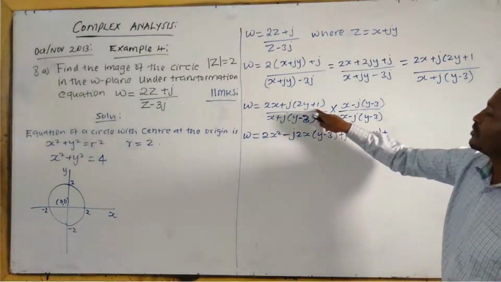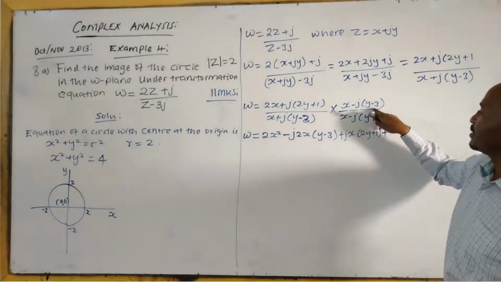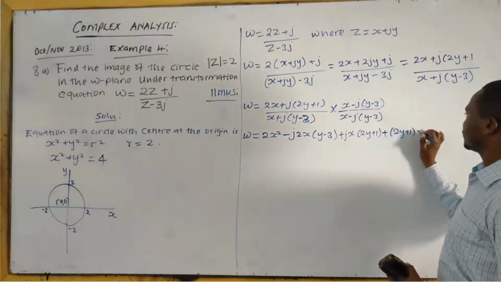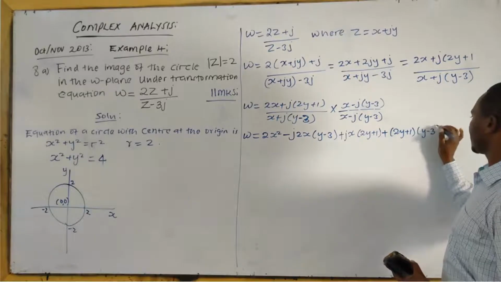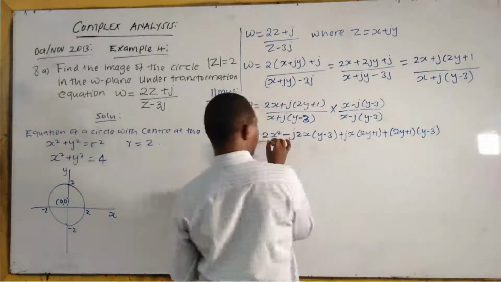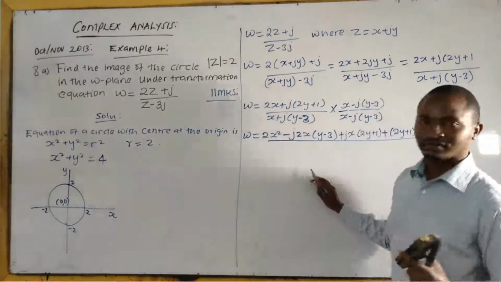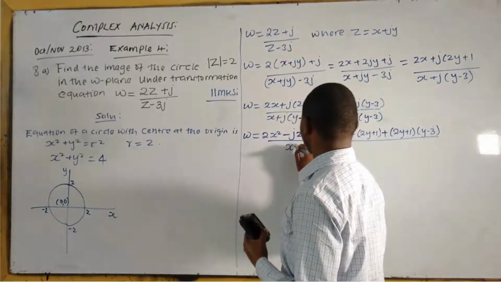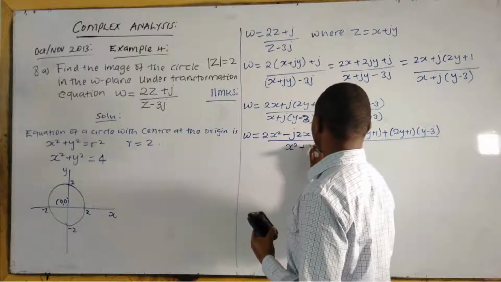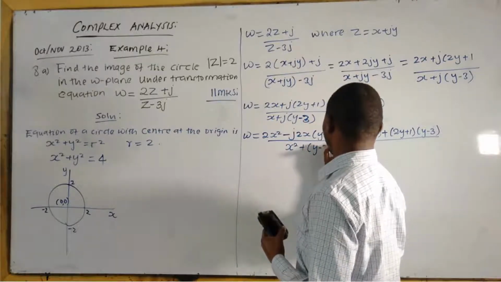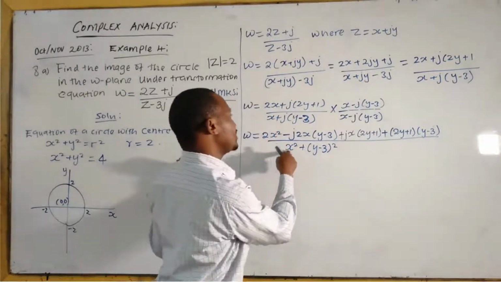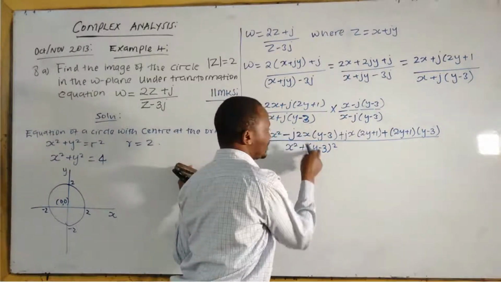So here you have positive 1, or just a positive sign. Then you have 2y plus 1 multiplying what? y minus 3. 2y plus 1 multiplying y minus 3. All these will be over the real part squared, x squared, plus the imaginary part squared, y minus 3 squared.